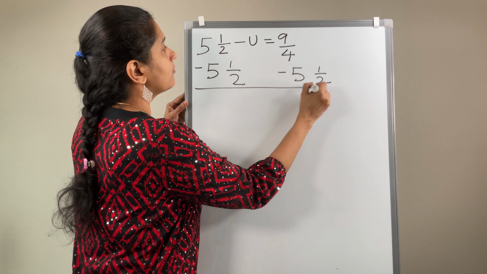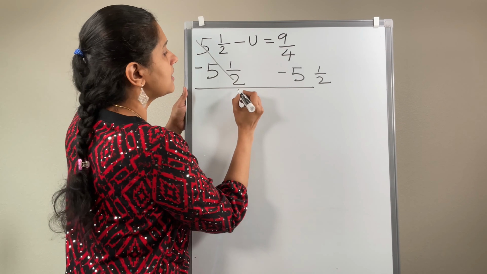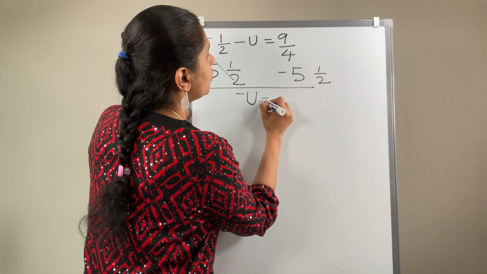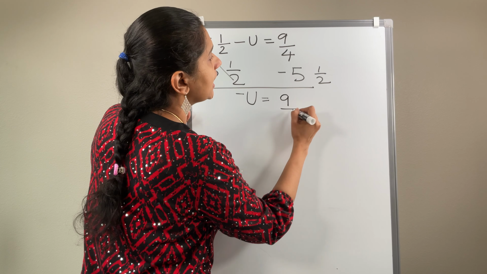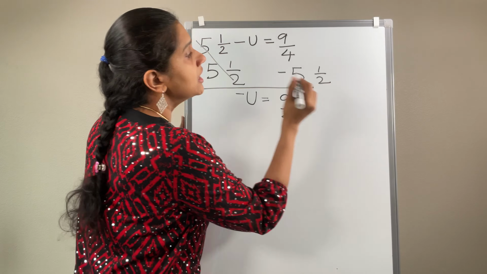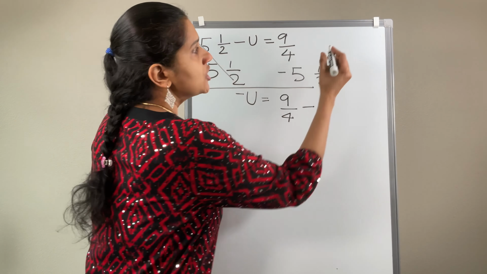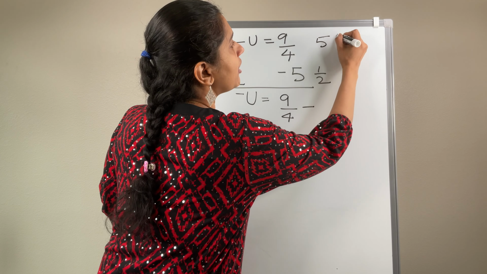As a result of this, these two will cancel and you will be left with -u on one side. What about the other side? That is equal to 9/4 minus. Now, let us first convert this mixed fraction to a fraction. So, what is the fraction form of 5 1/2?